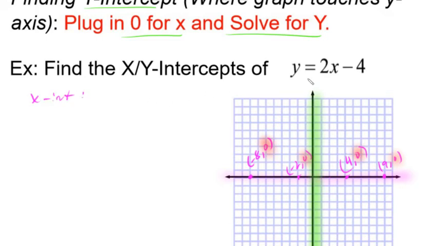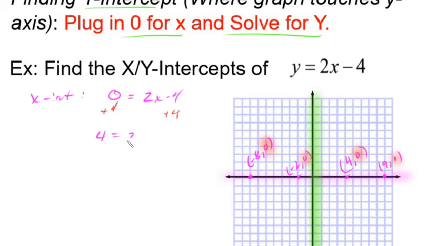Plug in 0 for y. So here's our equation. I'm going to plug in 0 for that y right there. So 0 equals 2x minus 4. And then solve for your x. So I want to add 4 to both sides. Like your standard solving.